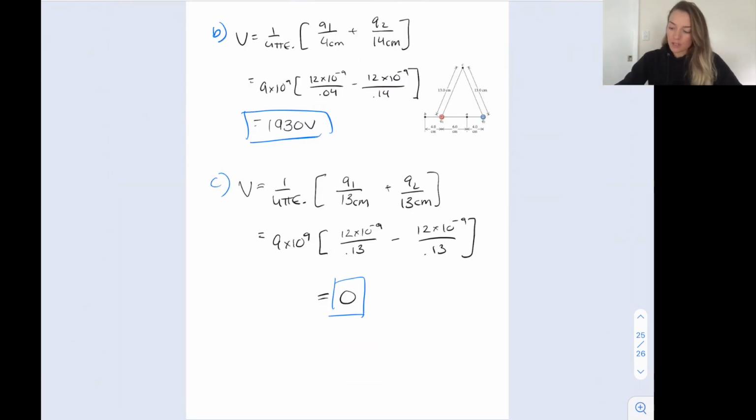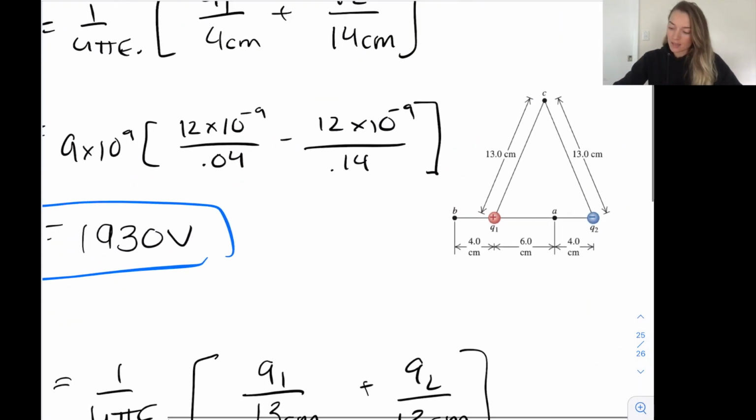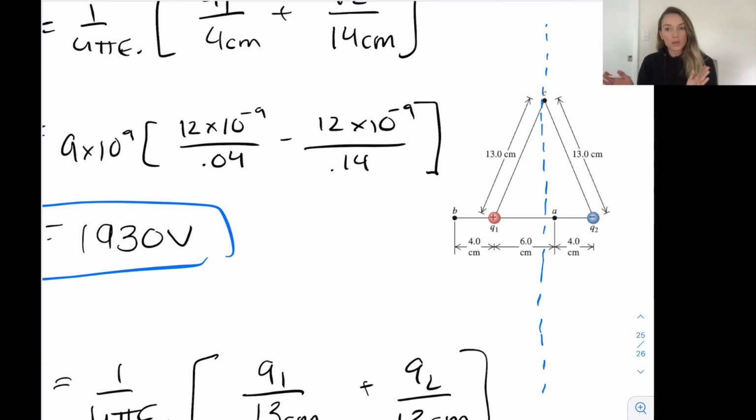And this will actually be true on the entire line between charge 1 and charge 2. So this entire line that's equidistant between our two point charges will have a 0 potential.